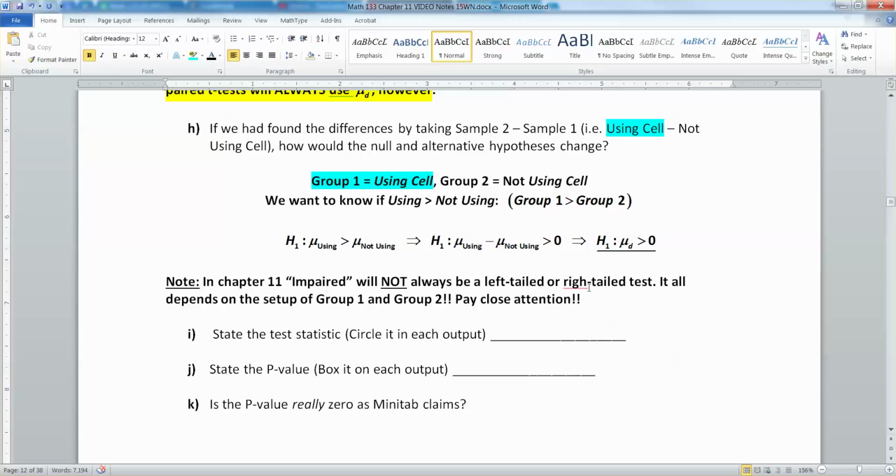And that reiterates the same note we had before, that in Chapter 11, words like impaired will not always mean a left-tailed test or a right-tailed test. It all depends on the setup of group 1 and group 2. You have to pay close attention to who's group 1, who's group 2, and figure out whether it's a left-tailed or right-tailed test from there. And we'll pause right there and we'll pick back up and finish this problem in the next video.